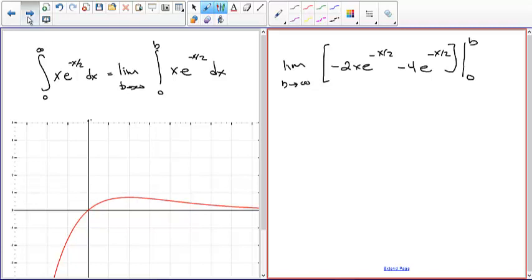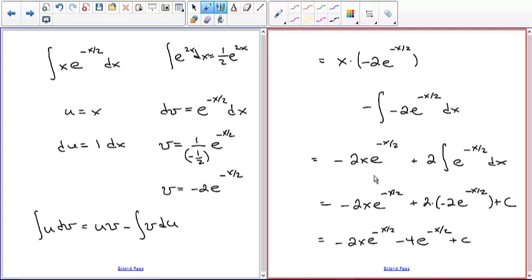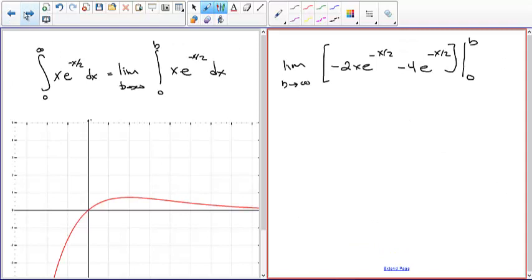Let me just check to make sure I didn't make a mistake here. So that's true. That's true. That's true. Okay, I think it's right. So that's the integral of x e to the minus x over 2 is negative 2x e to the minus x over 2 minus 4 e to the minus x over 2. So now you're going to plug in the upper limit and lower limits.